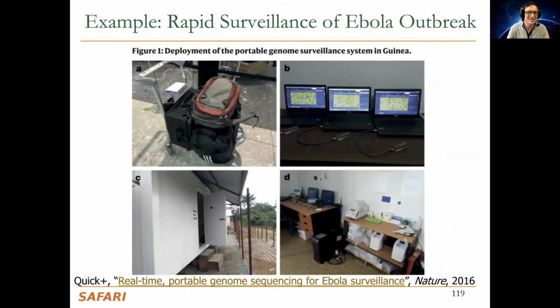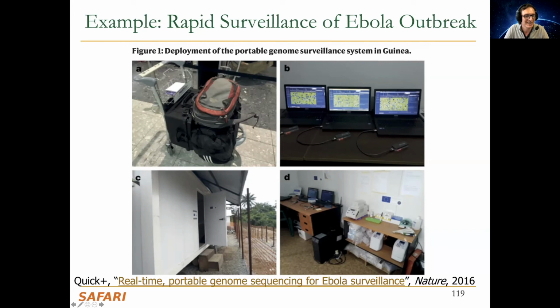And this is another example. This looks like old news, but this is actually a paper that was published in Nature in 2016 related to the Ebola outbreak. You can see that the title of the paper is Real-Time Portable Genome Sequencing for Ebola Surveillance. Now, this sounds familiar, right? Today, we're dealing with COVID-19, not Ebola. But you can see what portable means.